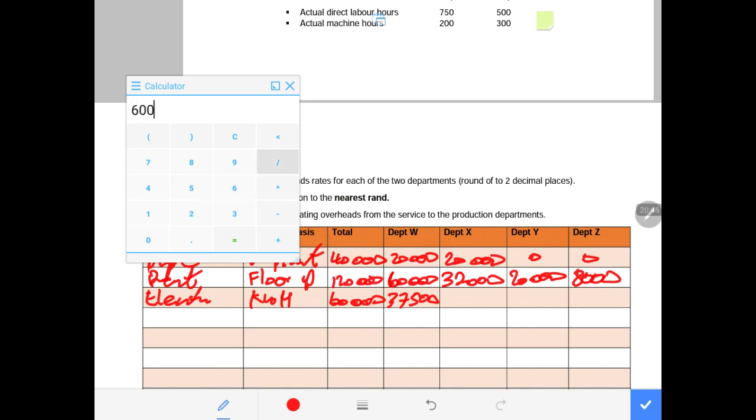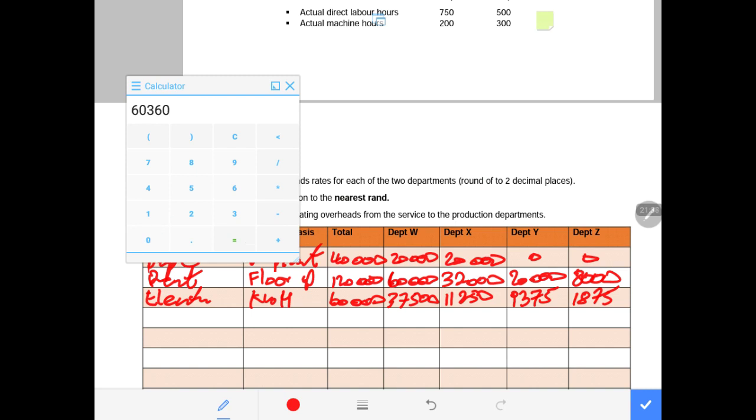Second one, it is 600 divided by 3.2, and we multiply this by 60,000 rands, and after that we get 11,250. Then we have 500, divide this by 3.2, multiply this by 60,000 rands, we get 9,375. Last one is 100, divide by 3.2, multiply this by 60,000 rands, we get 1,875.